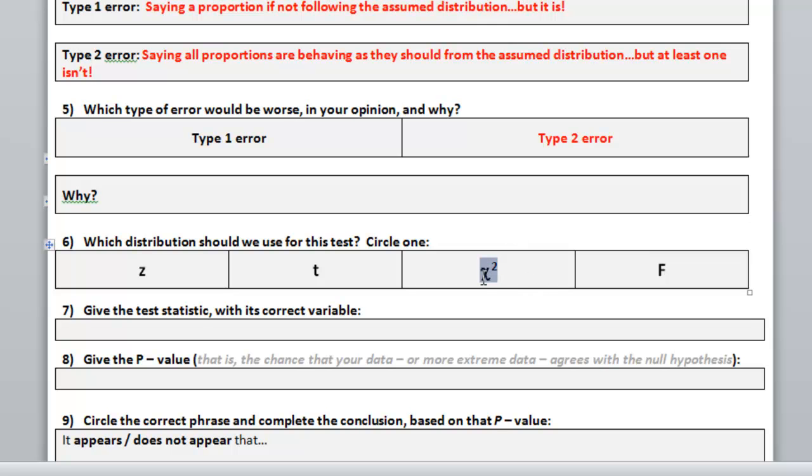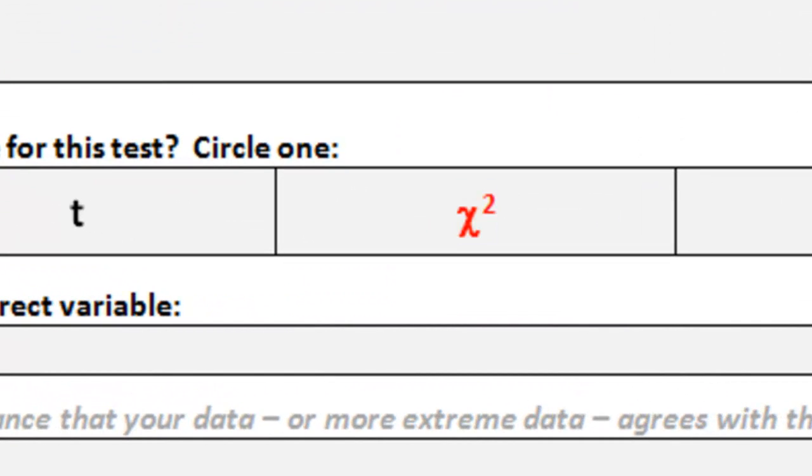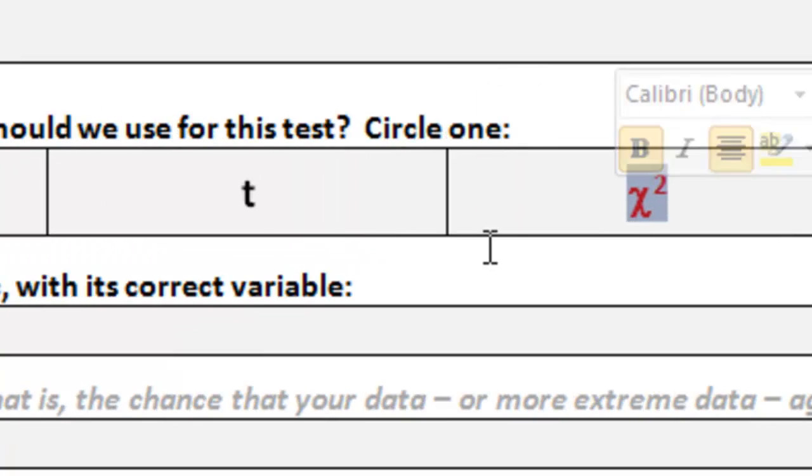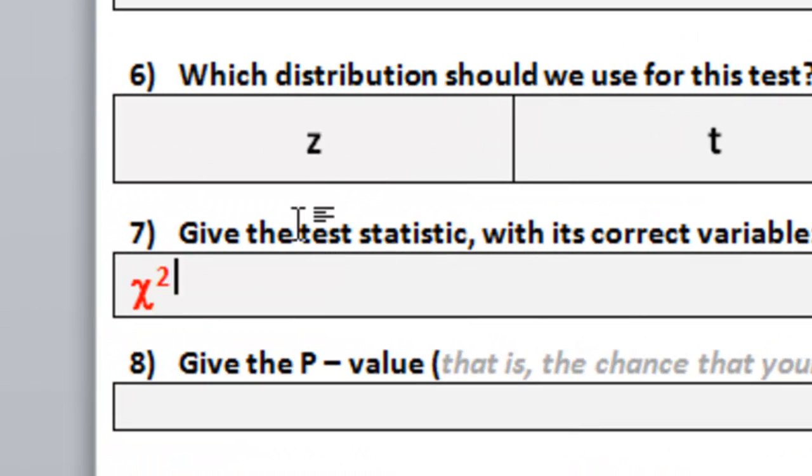Alright, so we're doing a chi-square. This is the beauty of a chi-square. We now need a test statistic, which is going to be chi-square equals something, and we need a p-value. Okay, so let's get both of those.